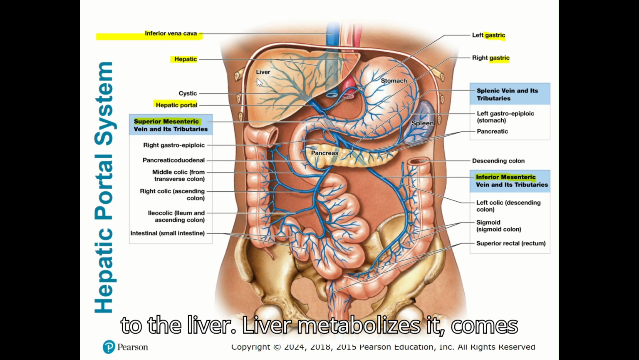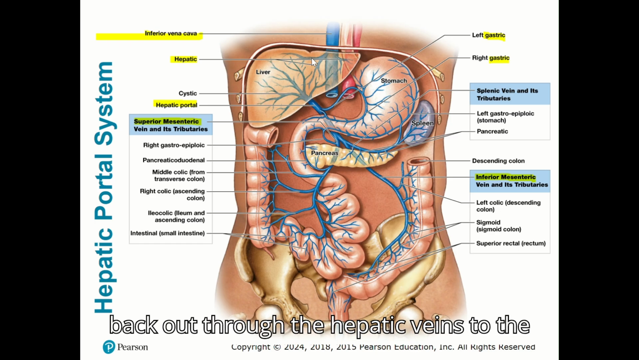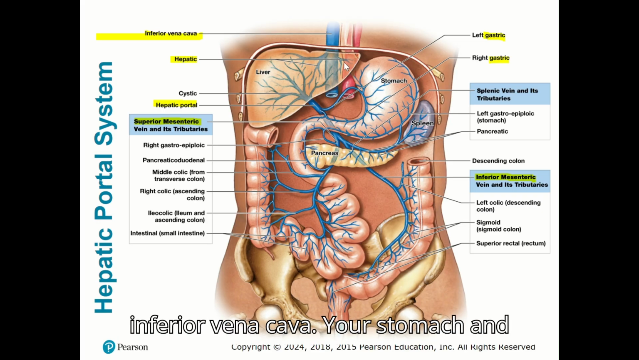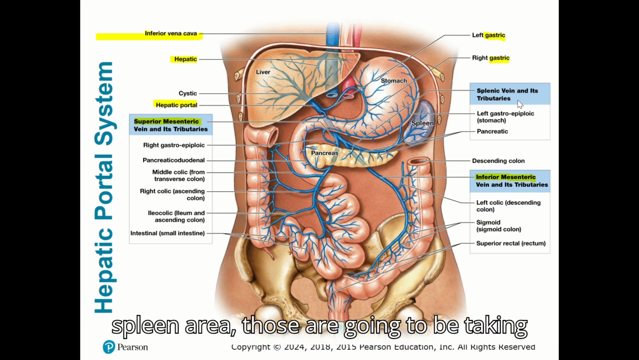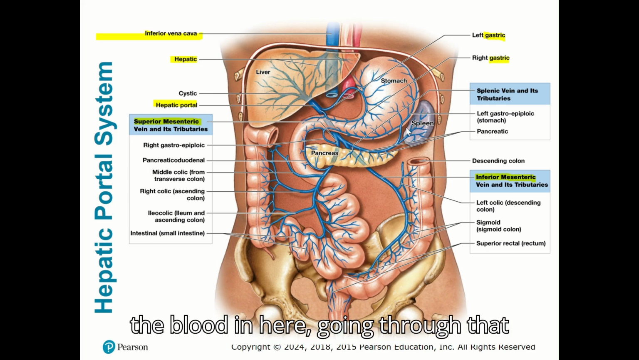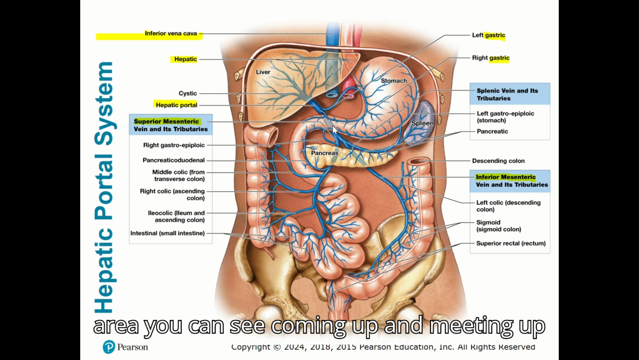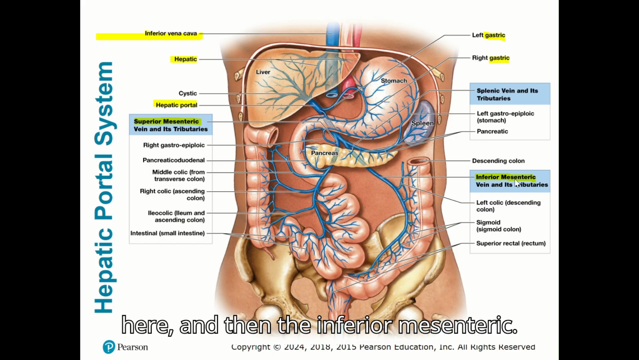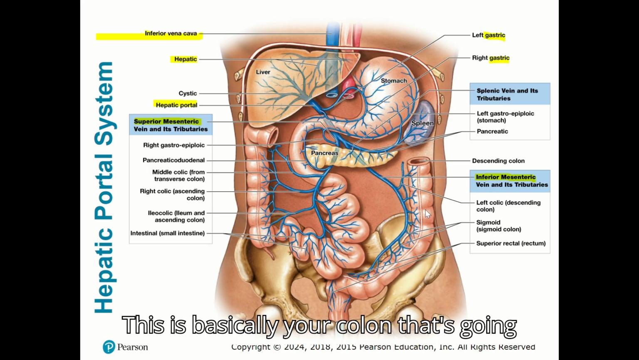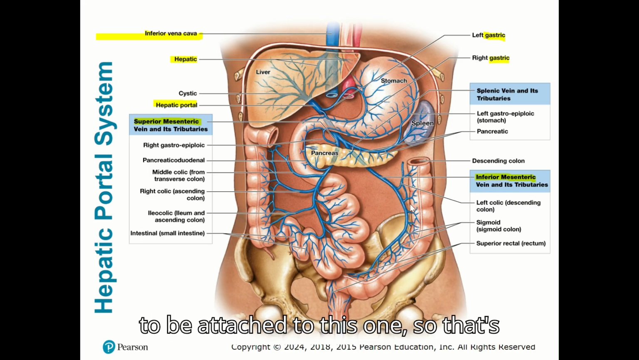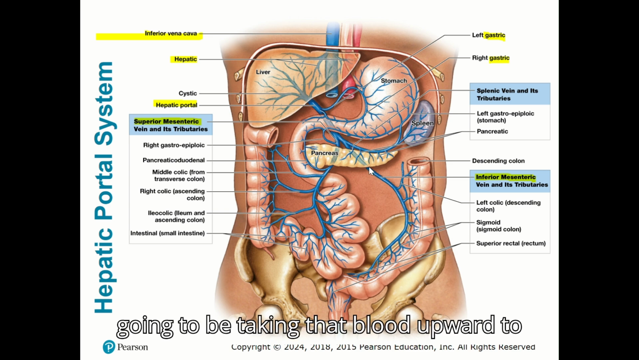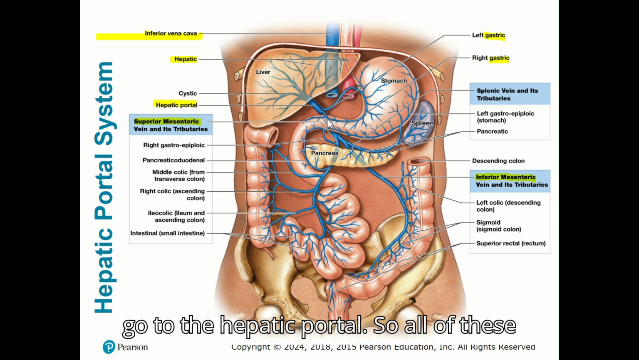Liver metabolizes it, comes back out through the hepatic veins to the inferior vena cava. Your stomach and spleen area, those are going to be taking the blood in here, going through that area you can see coming up and meeting up here. And then the inferior mesenteric, this is basically your colon that's going to be attached to this one, so that's your large intestine area. They're also going to be taking that blood upward to go to the hepatic portal.